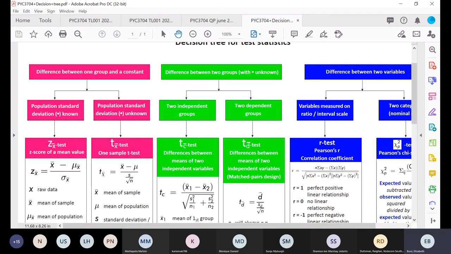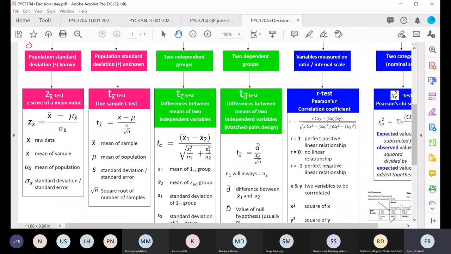Is my population standard deviation given in the question? Remember the population standard deviation. Either they will say population standard deviation or they will give it to you as sigma. If they give it to you as sigma in a symbol, sigma tells you population standard deviation. If they have told you that it is 3.5 or 10 or 1.3, then you know that it is given. And when it is given, we're going to use the Z test.